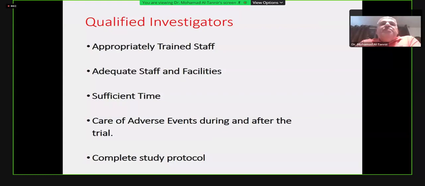And they should really provide sufficient time for this study, because if not, they will reflect a bad reputation about the institution toward the sponsor, and the site won't be selected anymore to conduct any more international or national multi-center trials. So they should also take care of adverse events during and after the trial. We'll talk about this in the second hour of our GCP course, and should complete the study protocol.